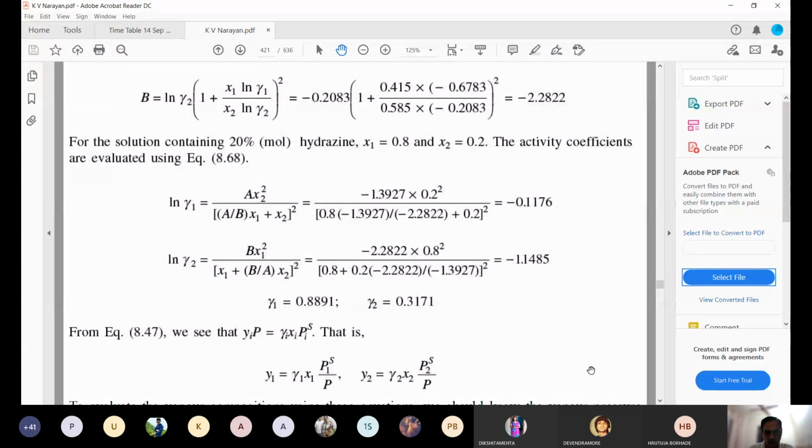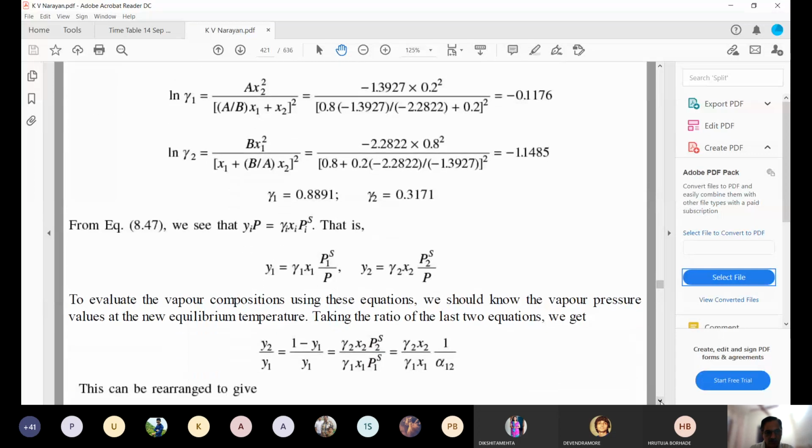And we cannot assume that temperature is going to remain the same. So what he has done is taken the ratio of y2 by y1. y2 is equal to 1 minus y1, upon y1, and then he substituted y2 is gamma 2 x2 p2s upon gamma 1 x1 p1s. P will cancel from numerator and denominator, so what we get is gamma 2 x2 upon gamma 1 x1, and p1s upon p2s is nothing but alpha 1 2. That's how we write alpha 1 2, the relative volatility of component 1 with respect to component 2.